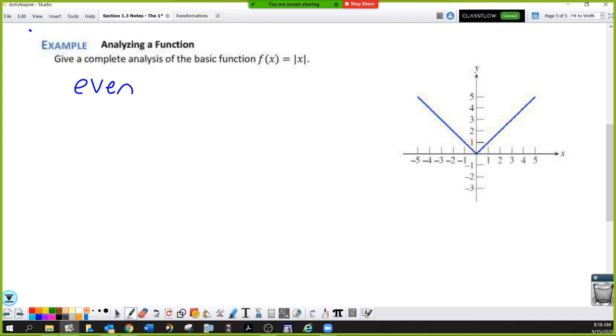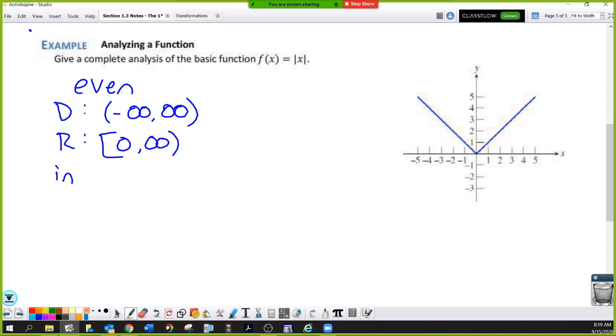Let's list its domain. That's just its x values. All real numbers, negative infinity to positive infinity. Its range: all positive numbers and 0. So we're going to include 0 to infinity. Increasing. Which side is it increasing, left or right? Right side. So we increase from 0 to positive infinity.